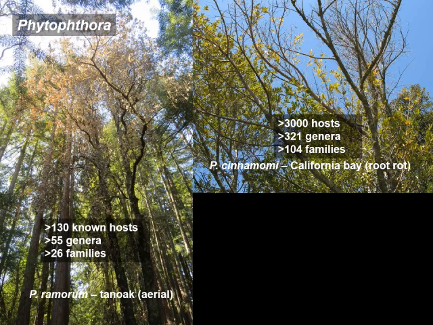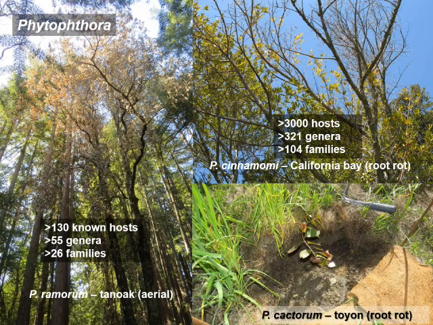If we compare this to the root-rotting Phytophthoras, we find that many of them have a much wider host range. Phytophthora cinnamomi has well over 3,000 hosts in more than 100 families. Phytophthora cactorum is another one with many hosts in over 100 families. And all these host ranges are really artificially low because we don't really know the full range of all the plants that can be infected by these species.